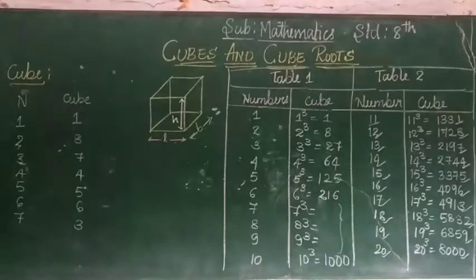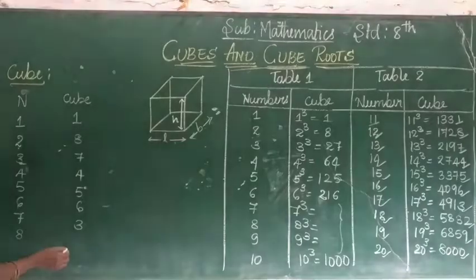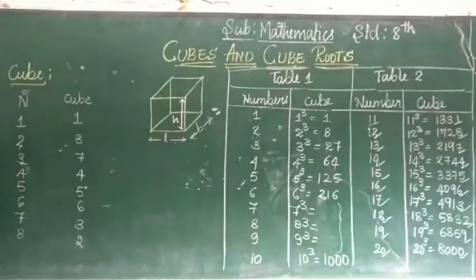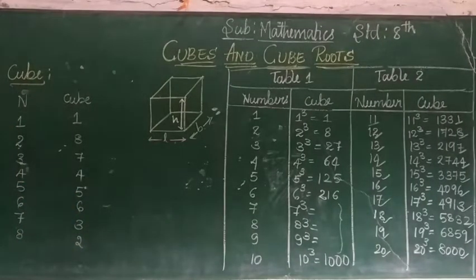Observe here, and next, 8. The number 8 has a cube that ends with 2. Look at table 2. All of you children, look at table 2 and observe here. A number ending with 9 has a cube that ends with 9. Next, a number ending with 0 has a cube that ends with 0.